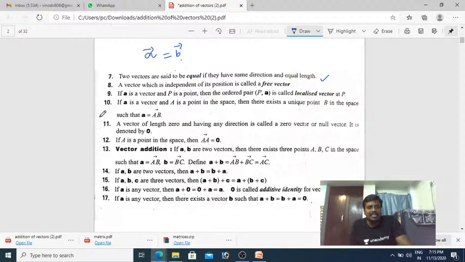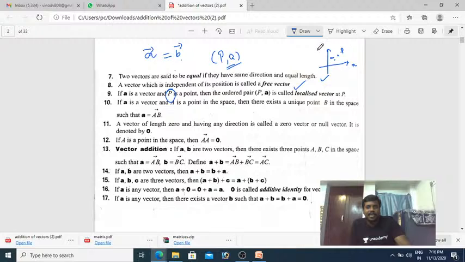The 8th point is, a vector which is independent of its position is called a free vector. The 9th point: if A is a vector and P is a point, then the ordered pair P comma A is called a localized vector. Why? Because taking that P, the nearest vector of A at P, P comma A, is called a localized vector.